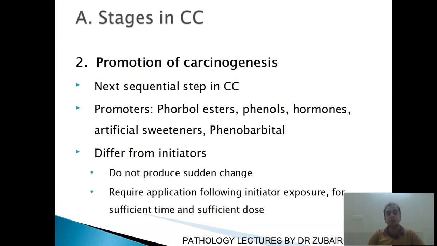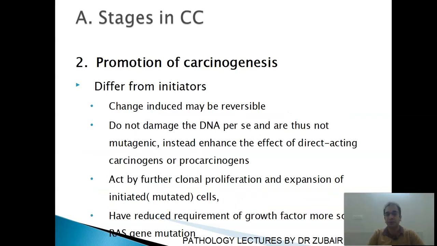Coming to the second stage, which is the promotion of carcinogenesis, the next sequential step in chemical carcinogenesis. Examples are phorbol esters, phenols, hormones, artificial sweeteners, phenobarbital. They differ from the initiator, as in they do not produce the sudden change, and they require application after the initial exposure for sufficient time and sufficient dose.